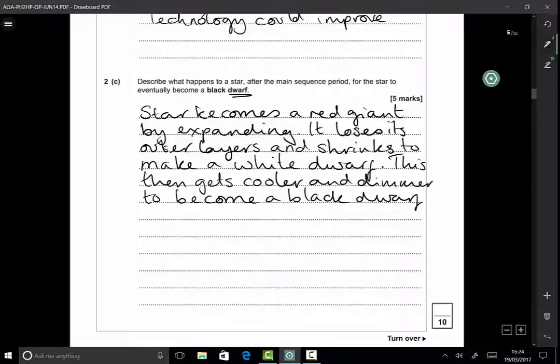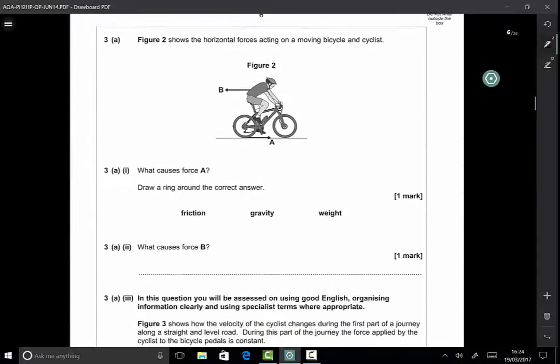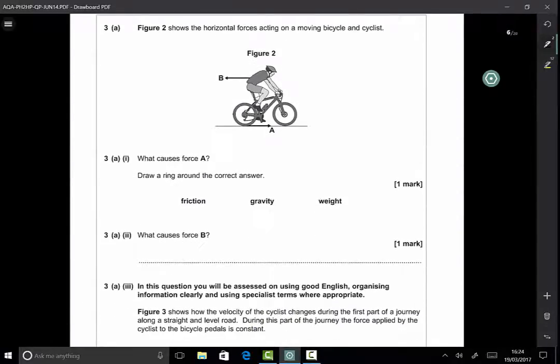Now it's really important when you've got questions like this that you don't talk about things that are on the other path of the life cycle. So if we're looking at small stars, if you mention supernovas, black holes, neutron stars, you're going to lose marks for that. So you've got to make sure that you are looking at the right half of the star life cycle.